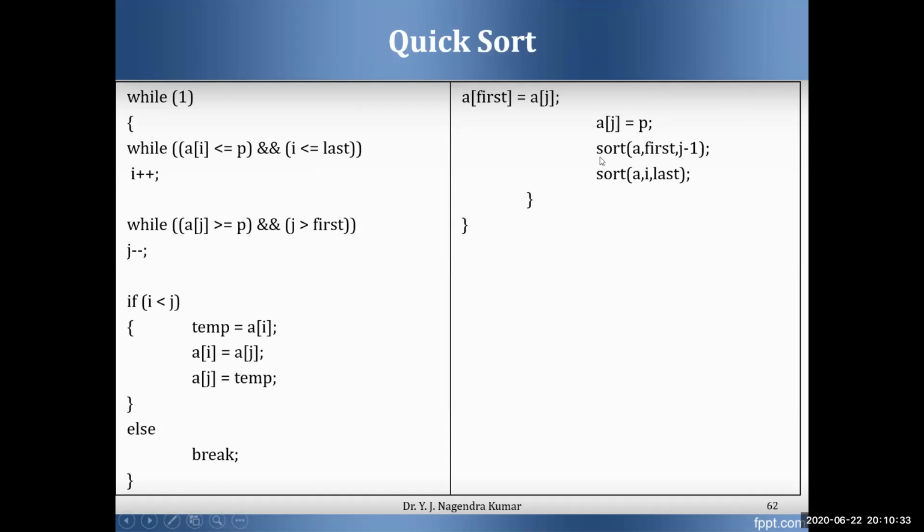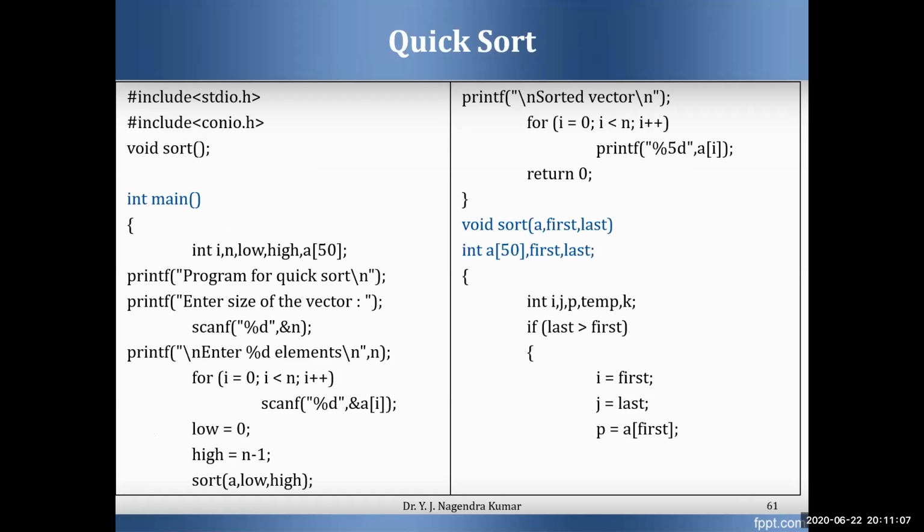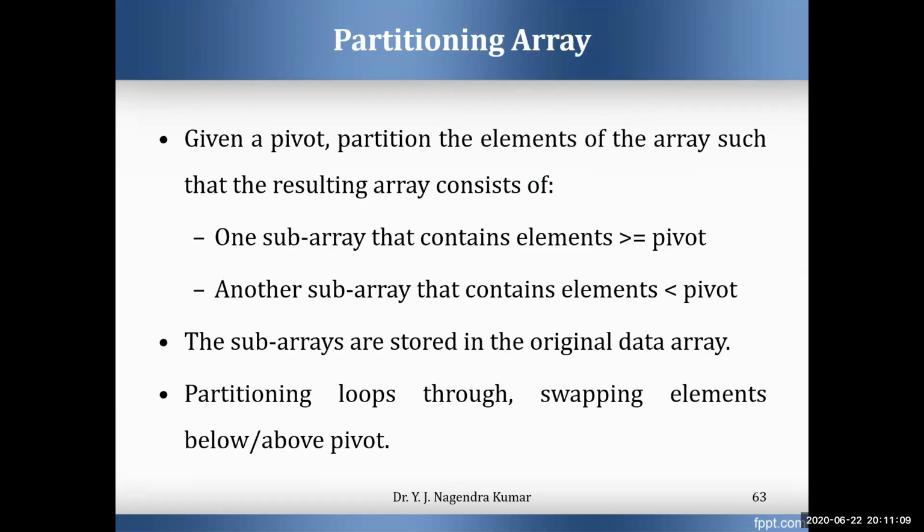So here again we are calling the sort function. Sort of A, we are passing the array, first and j minus 1. That is the left part of the pivot element. In the second case, sort of i and last, the second part of the pivot element. So you are passing these two sub arrays to the same function recursively. You have to perform the quicksort technique. So that is about the programming part of quicksort.